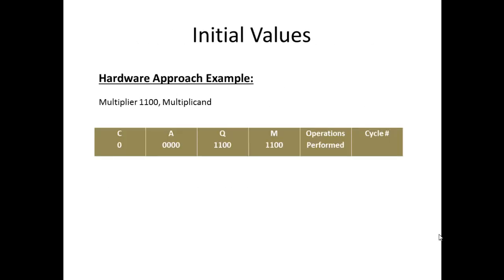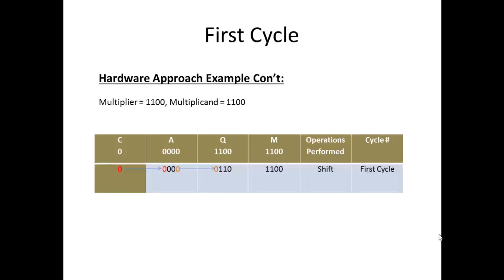Here's a hardware approach example. We will be multiplying 12 by 12. Note the initial values of C, A, Q, and M. In the first cycle, the least significant bit of Q is 0. Hence, only the shift operation is performed. Notice the arrows and the colored zeros. These indicate from where and to where the zeros are moving.